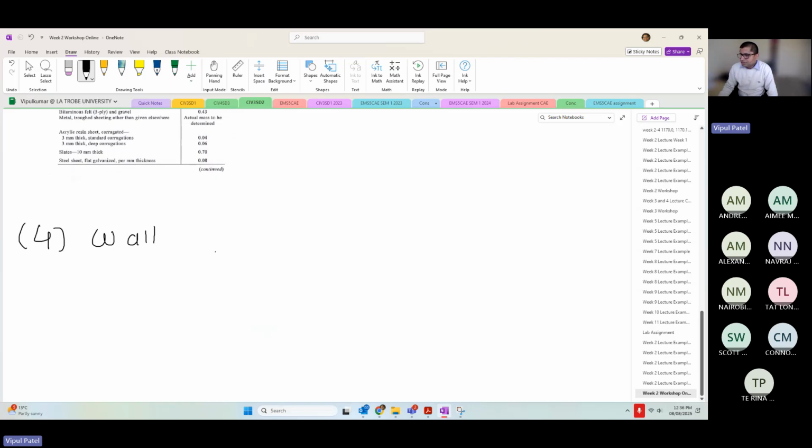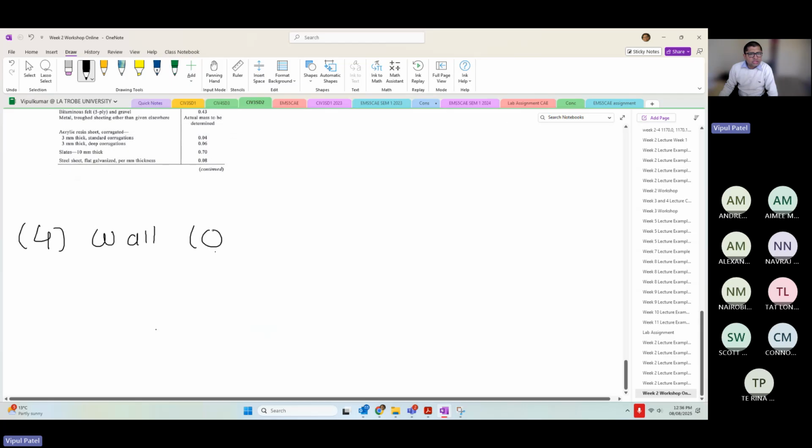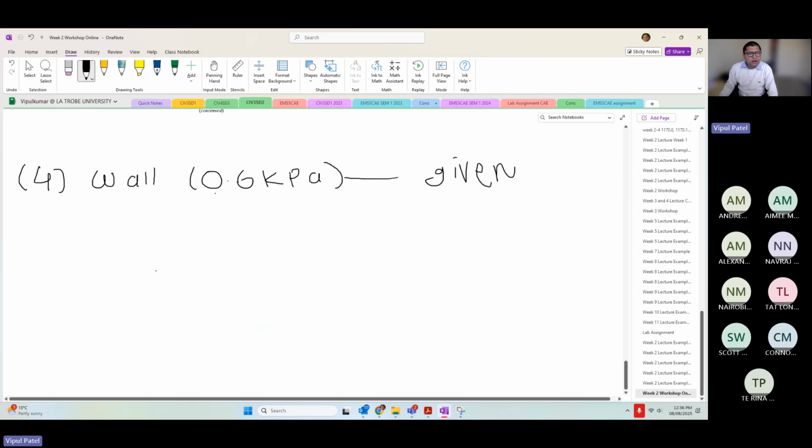Now, for this wall that we're going to talk about, let's say the pressure is 0.6 kilopascals. Let's say it will be given to you. So if you know the wall is 0.6 kilopascals, how much dead load is going to apply? Let's say W dead load from the wall is equal to 0.6 kilopascals, and in the wall we don't use perpendicular distance, we use height.